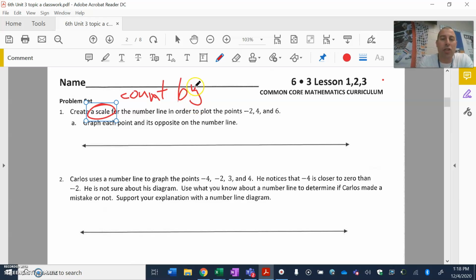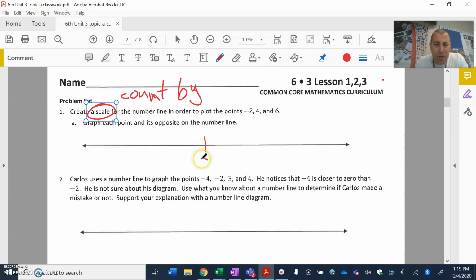So in other words, what should we count by in order to land on the points of -2, 4, and 6? Well, the idea here is they're all even numbers. Forget the negative sign for a moment. 2, 4, 6.